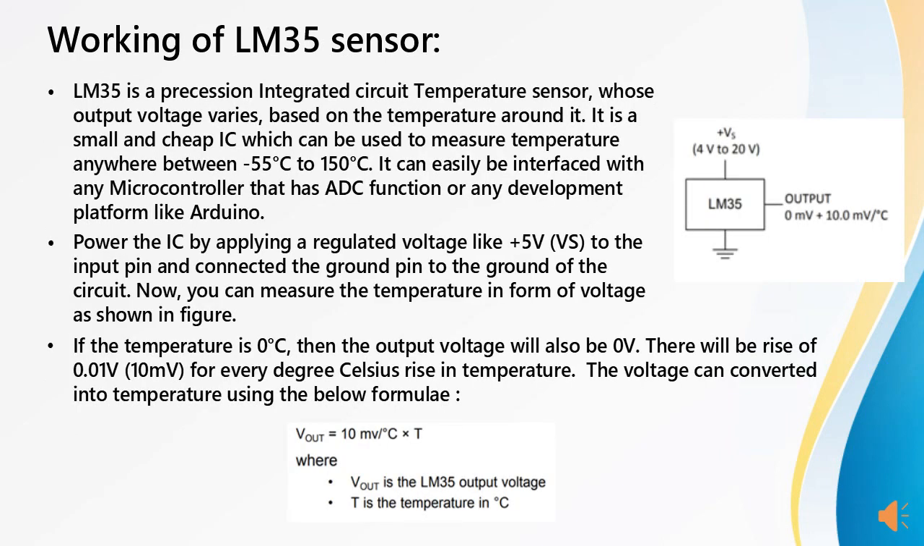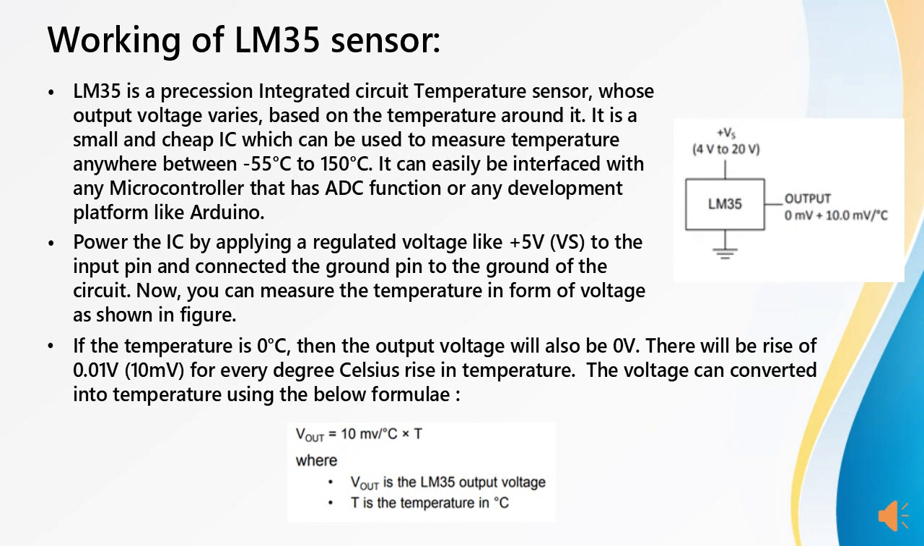Working of LM35 sensor. It is a precision integrated circuit temperature sensor whose output varies based on the temperature. It is a very small and cheap IC. It can measure temperature between -55 degrees to 150 degrees. It can be easily interfaced with any microcontroller that has an ADC function or any development platform like Arduino. Power the IC by applying a regulated voltage like +5 volts to the input pin and connect the ground pin to the ground of the circuit.